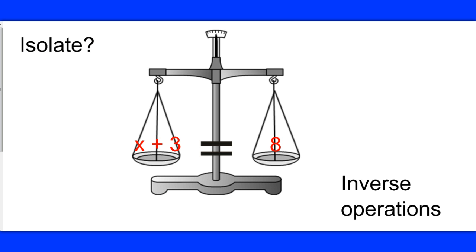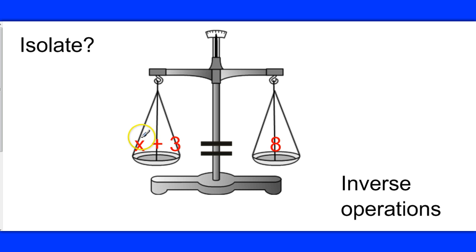So here's an example. This is a balance scale, and you can see that these two sides are equal to each other. One side has an x plus 3 on it. That's an expression. The other side has an 8 on it. That's an expression. Now, you can do pretty much whatever you want to an equation as long as you keep it balanced. So we're going to start today. What would be something that you could do to both sides of these equations, the exact same thing to both sides, to get the variable by itself?